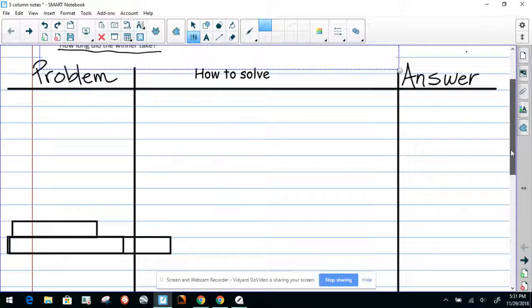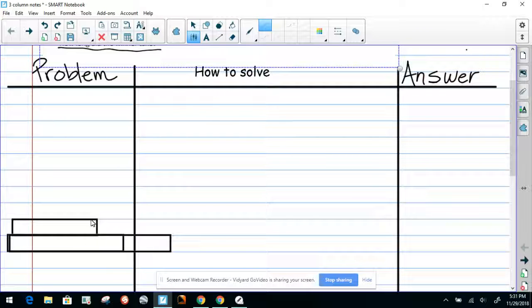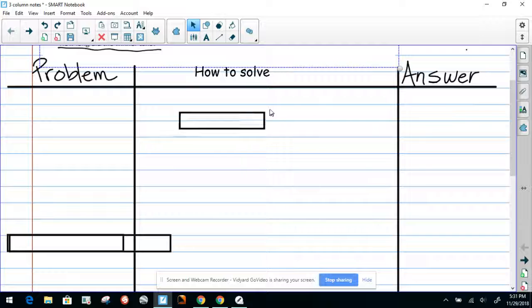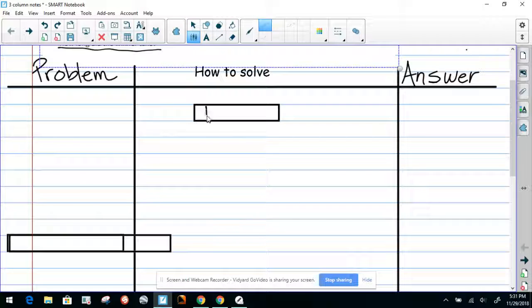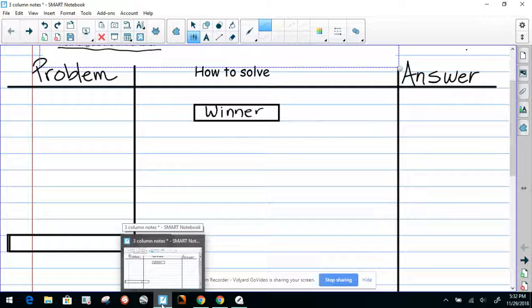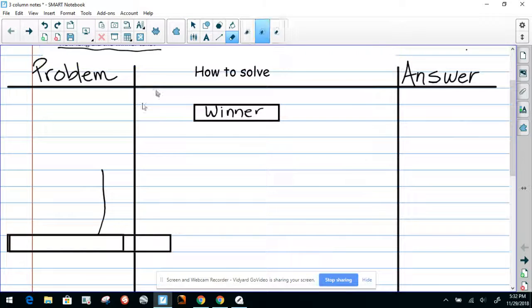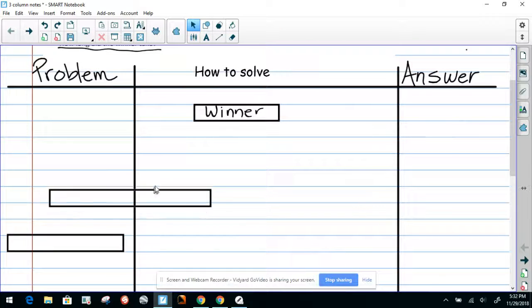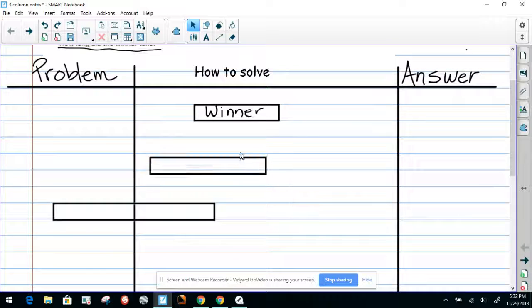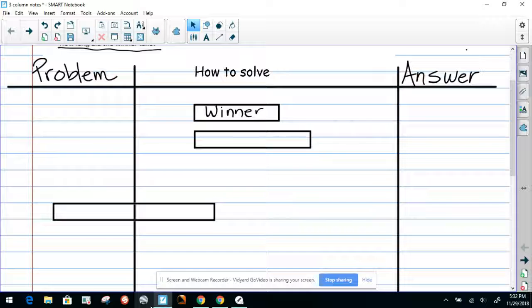So let's start playing with this. Because it's a race, the winner has to win with less time. So we're going to represent the winner with a tape diagram, a smaller picture. Then we're going to get the second finisher, and we're going to represent him or her with a box that shows more time.